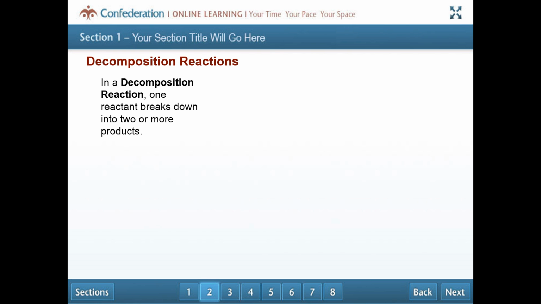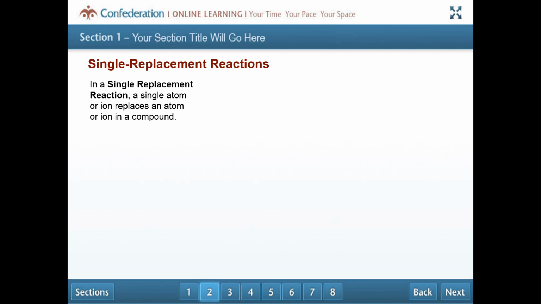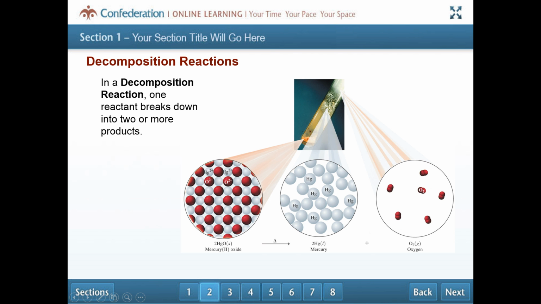Let's look at a decomposition reaction. So in a decomposition reaction, this is kind of the opposite of combination. Here you have one reactant and it's breaking down. It could be breaking down into two or even more than two products. So this is basically like what's going on in your composter, decomposing, breaking up. Okay, so here is an example.